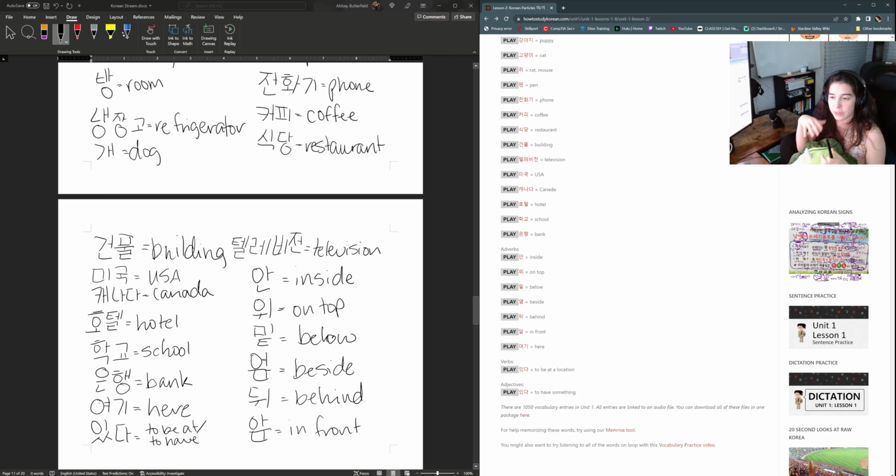and so get back my trusty example. So an inside, and then we meet, 옆, 뒤, 앞, and 여기 is here. And then ita, which has two meanings, to be at or to have something. So to be at a location or to have something.